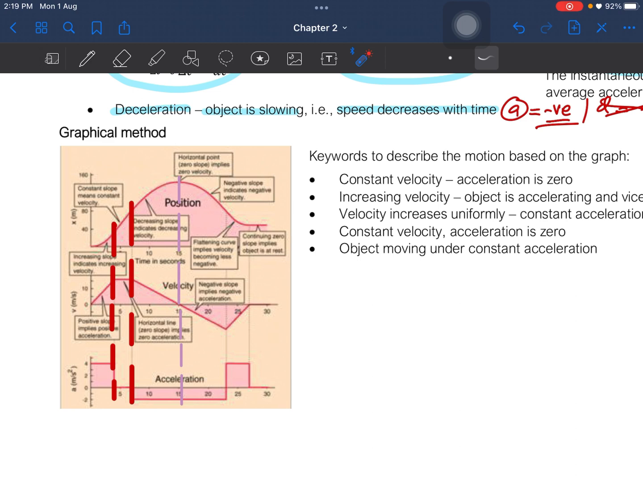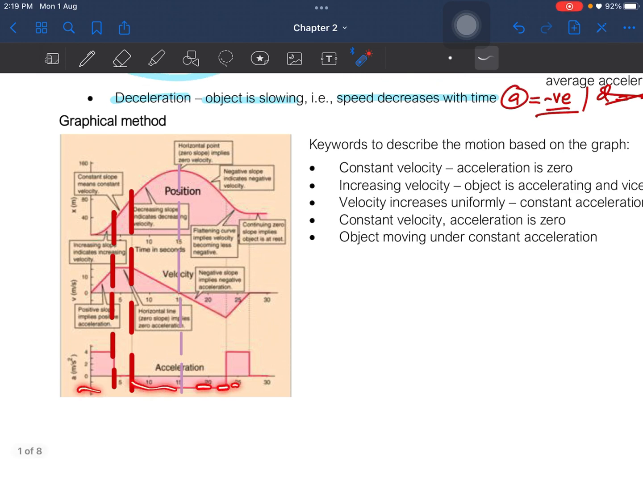And then if you look at this point again, a negative slope indicates there's a negative velocity. So this negative slope here implies that there is a negative acceleration. That's why now it is still negative.